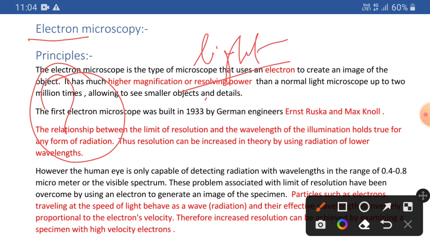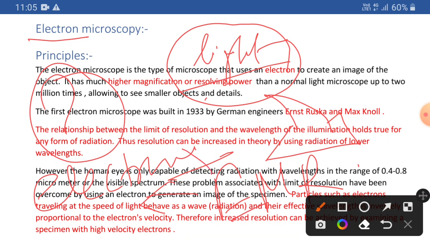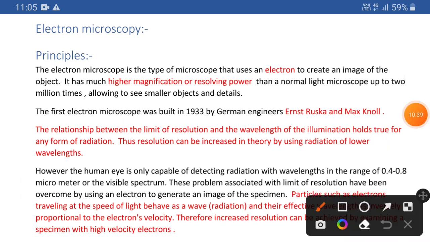So let me tell you that the light we are considering as the source that can create an image of the specimen is nothing but a bunch of electromagnetic radiation, or more specifically, they are nothing but a bunch of electrons. Okay, so as the bunch of electrons is capable of creating an image of the specimen, it is obvious that electrons also can, right? So okay, one problem is solved, that yes, we can use electrons to create an image of the specimen. Now the second important question, why electron? What is the problem associated with the normal light source that we have to shift to electrons?